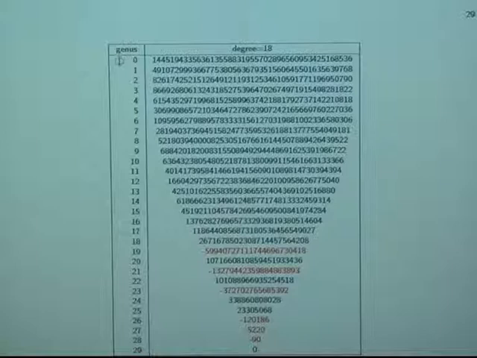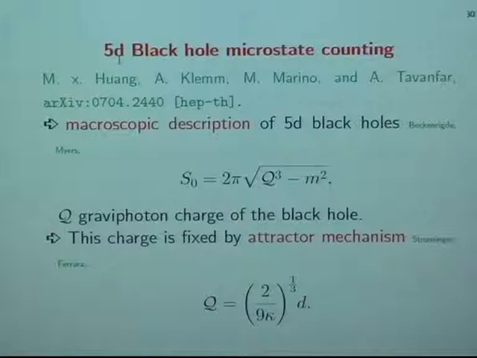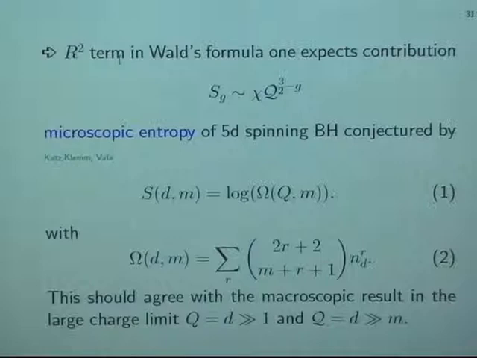So now I come, so to say, a little bit to this black hole conjecture. There is a formula by Bekenstein and Meyer for these spinning black holes in five dimensions, where Q is the graviphoton charge, which is fixed by the attractor mechanism. And there are also calculations of the R² term, which gives you such a contribution. And with Sheldon and Kumar, we have conjectured something about the microscopic entropy counting in this case, which is of course related to these Gopakumar-Vafa invariants in this way. So this would be the degeneracies.